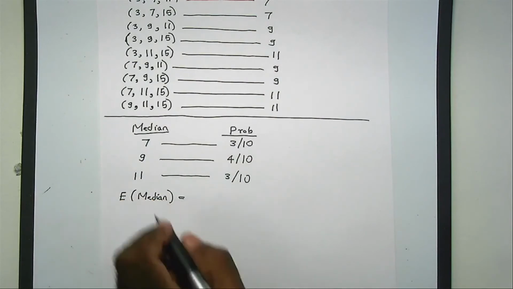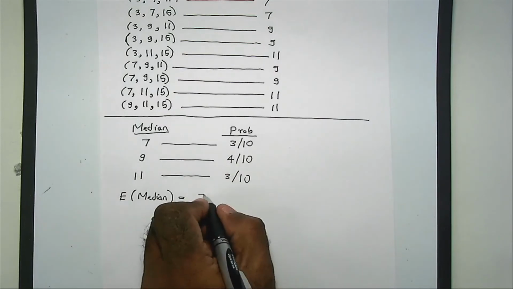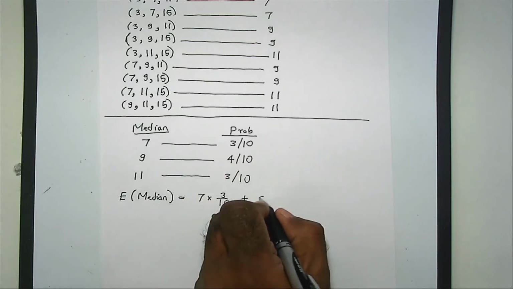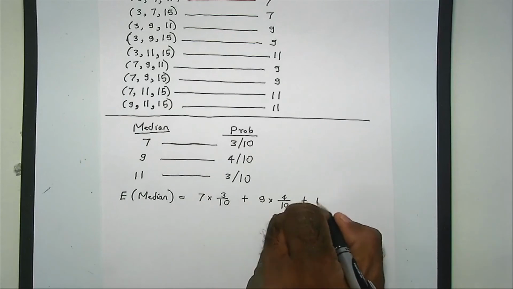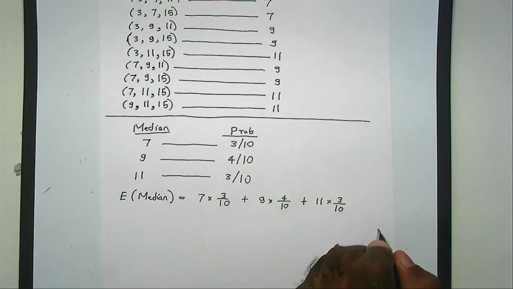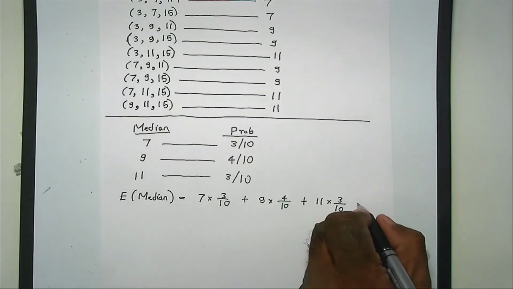So to find the expectation, you should simply multiply this with this column and sum. So it will be 7 times 3 over 10 plus 9 times 4 over 10 plus 11 times 3 over 10. Okay. So if you do the calculations, you will get this to be equal to 9.